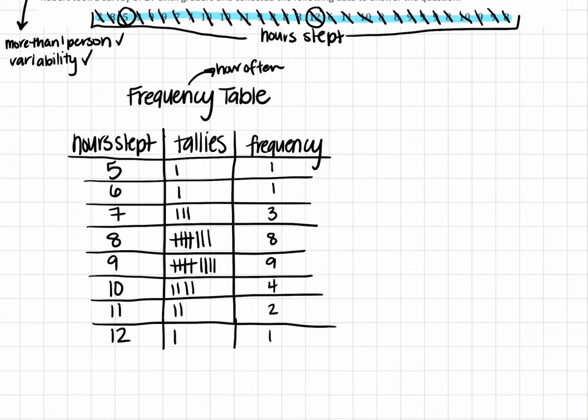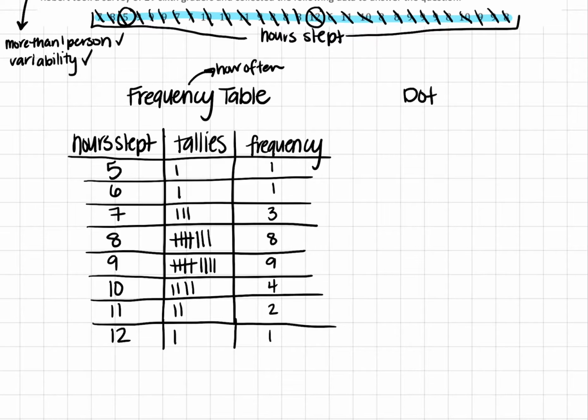So this frequency table is really great because I can look at how often these numbers occur. But when it comes to looking at the spread of the data or the center of the data, how often do most sixth graders sleep? How often does a typical sixth grader sleep? It doesn't really help me answer any of those questions. So I'm going to take this frequency table and turn it into a dot plot.